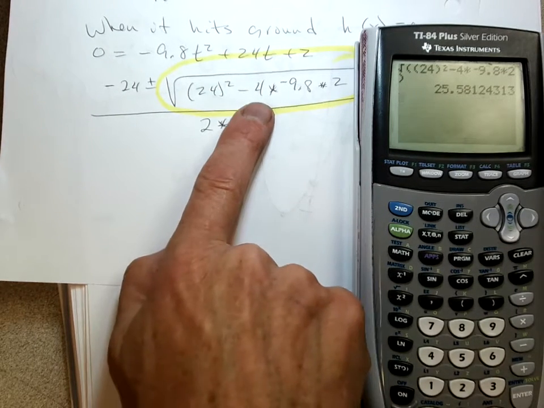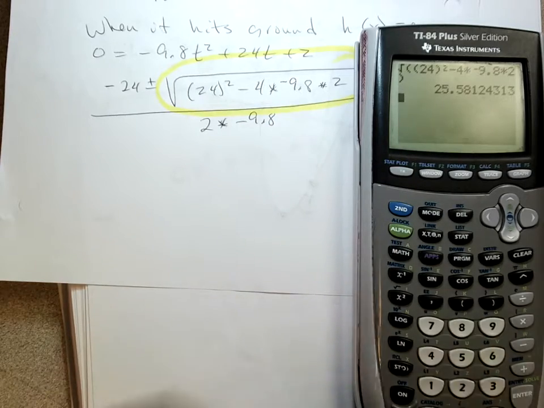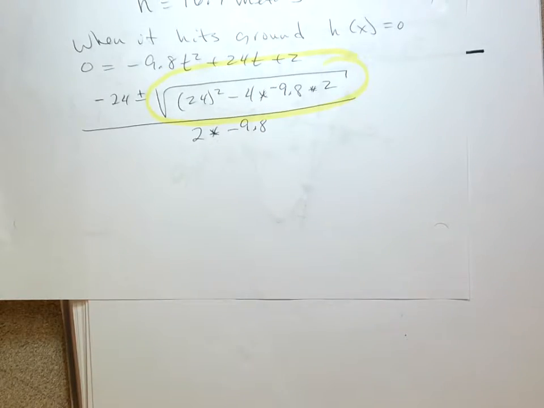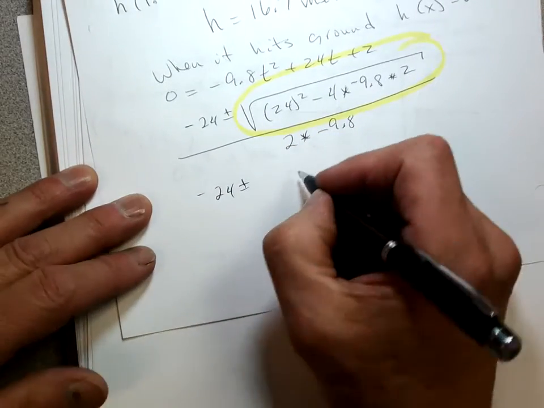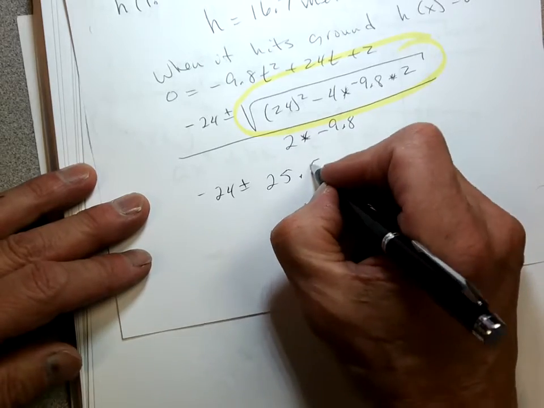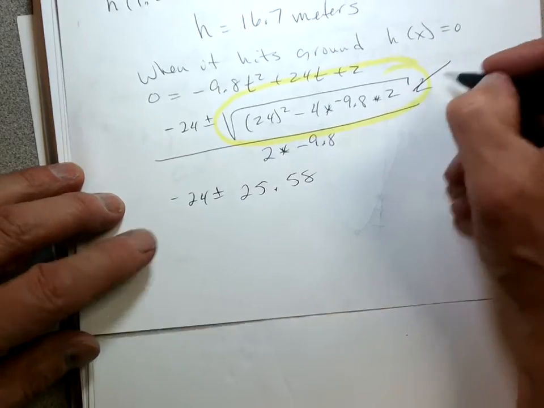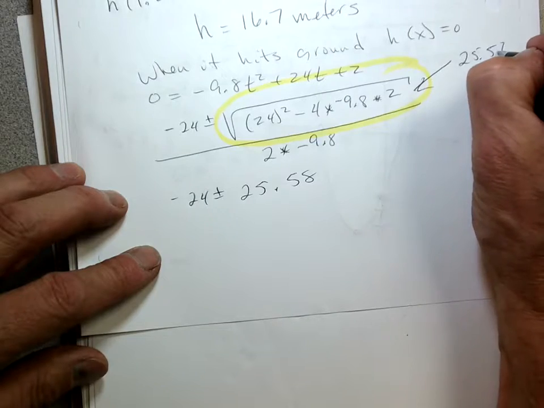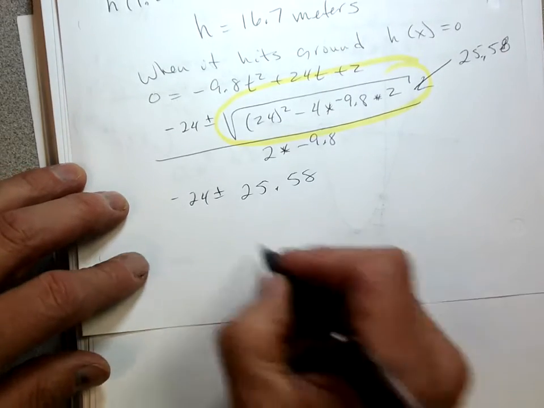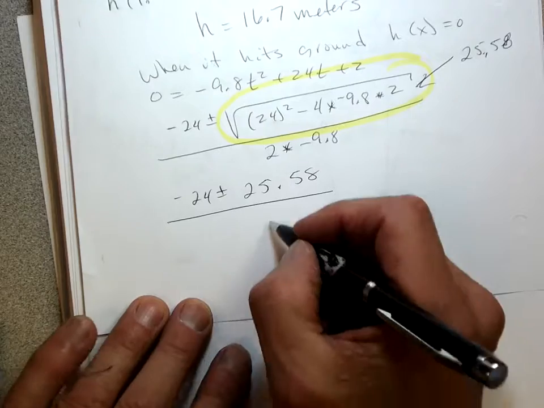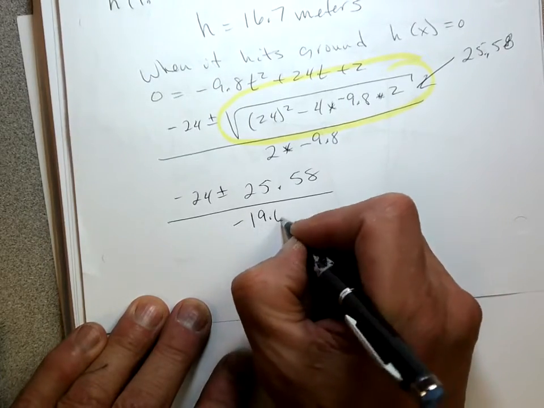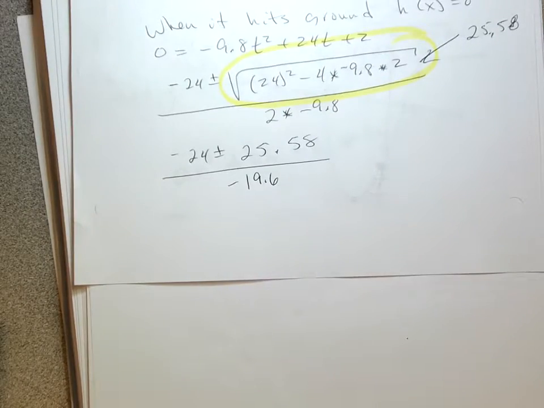So all of this becomes 25.58. So let's just go straight to negative 24 plus or minus 25.58, because all of this just became 25.58. Let the calculator do the work. All over, well, 2 times negative 9.8 is negative 19.6. So I'm going to let my calculator do as much work as I possibly can.